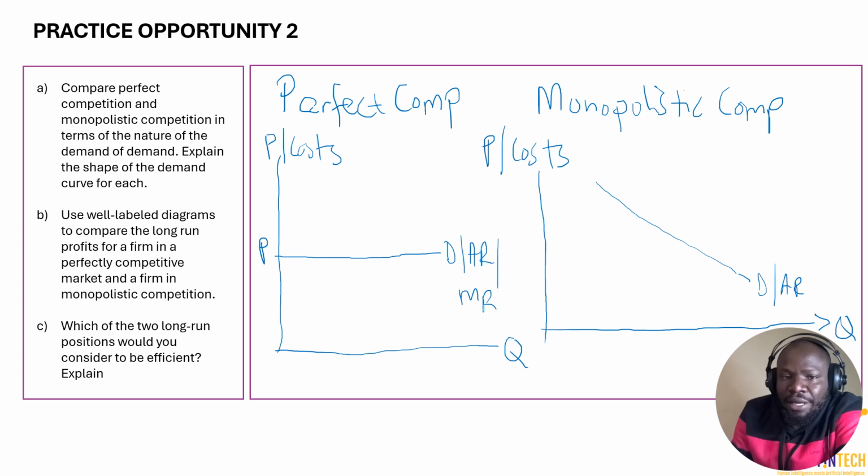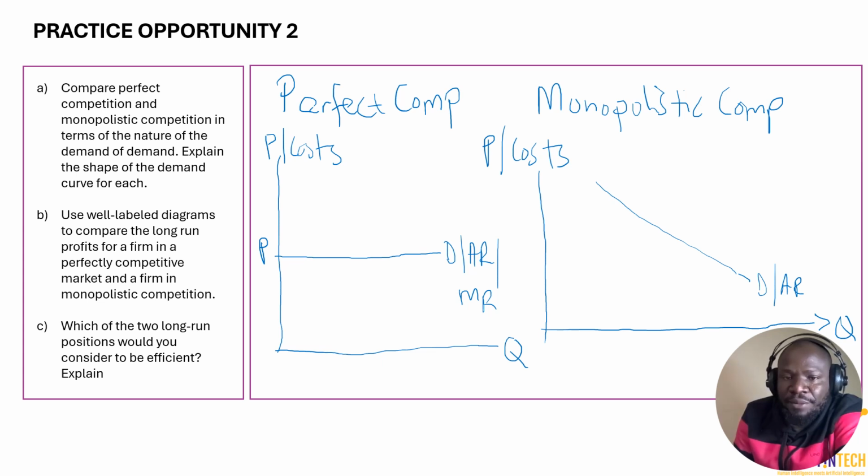You then go ahead and explain the shape of each of the demand curves. For perfect competition, these products are homogeneous. Homogeneous means that they are exactly the same. If they are exactly the same, they are perfect substitutes.